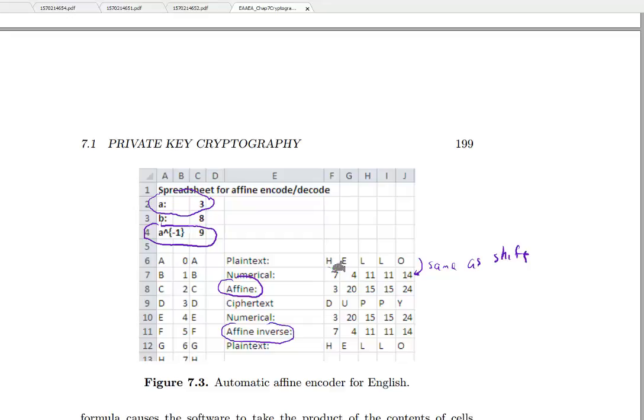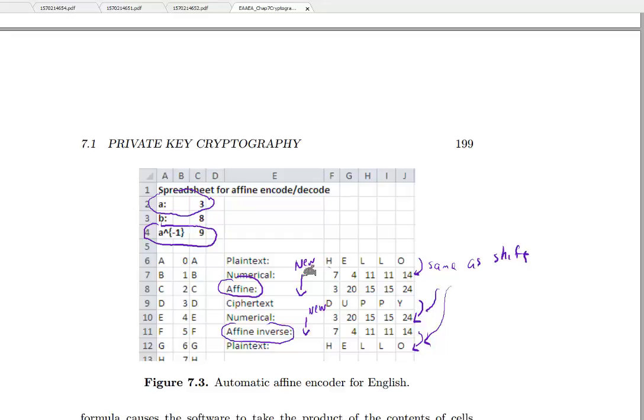For instance, here where you turn the ciphertext to numerical, that's also the same as shift encoding. And then turning the affine into plain text, that's also the same as shift encoding. Now, what's new here? The new aspects are the numerical to affine. This is new. And numerical to affine inverse. That's also new.